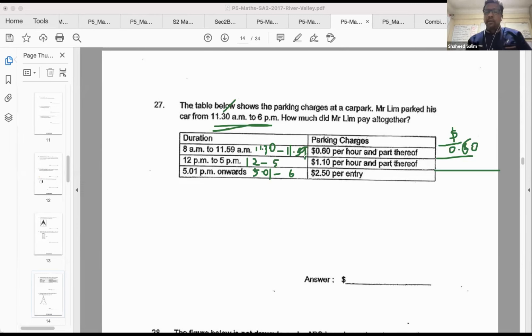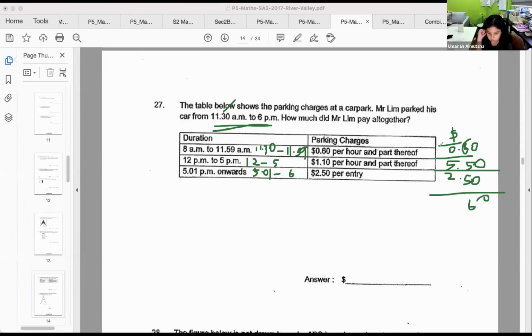12 to 5, how many hours is that? 12 to 1, 1 to 2, 2 to 3, 3 to 4, 4 to 5, 5 hours. 5 times 110, 550. Hold on. The last one is per entry. So no matter how many hours, you still pay only 250. And you add them together. So how much do you get? 860, yeah? $8.60.